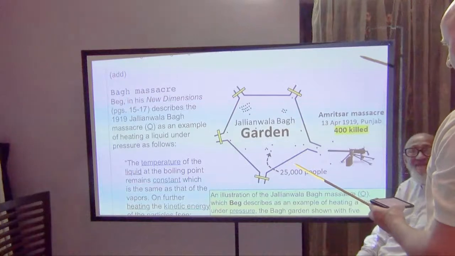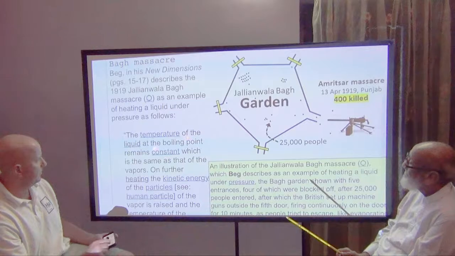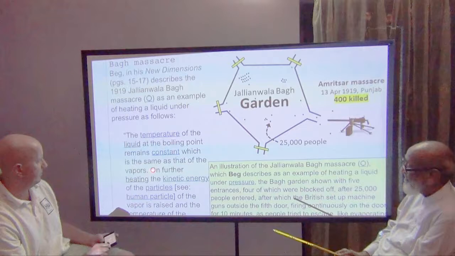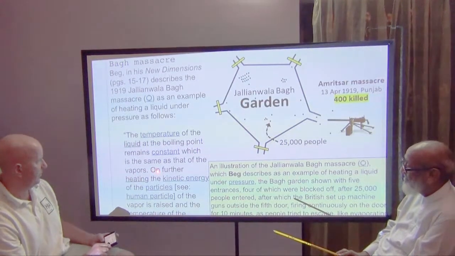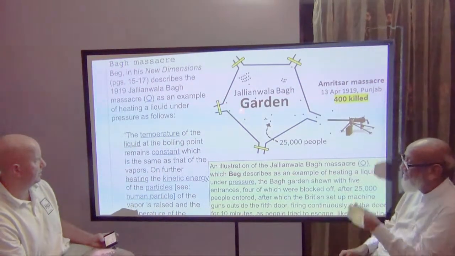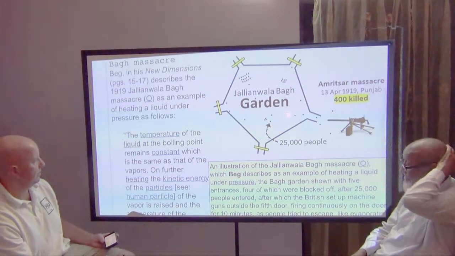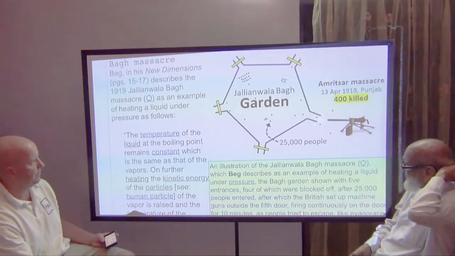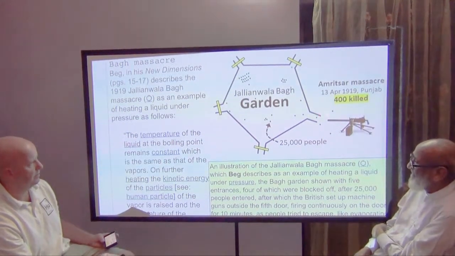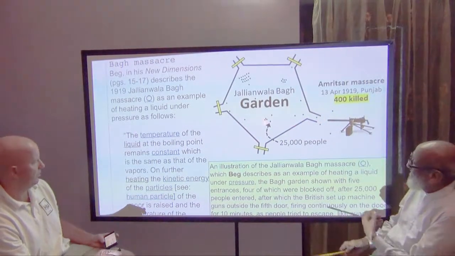Okay, let's try to focus on what you're saying here. So you say the temperature of the liquid at the boiling point remains constant, which is the same as that of the vapors. Right now it's the liquid state. The boiling point is constant. It's inside like a boiler, I want to say. This is the vapor phase over here, and this is the liquid phase. This is vapor pressure over here, and this was the internal pressure.